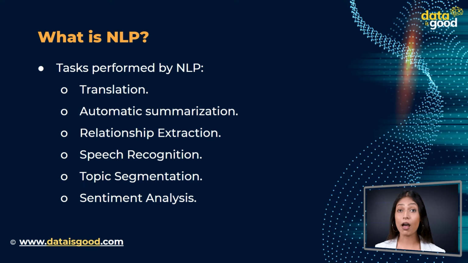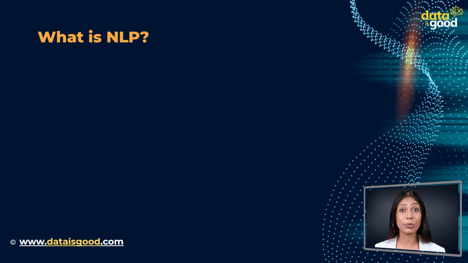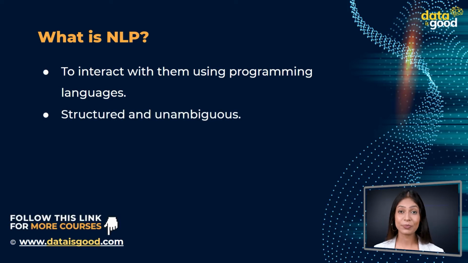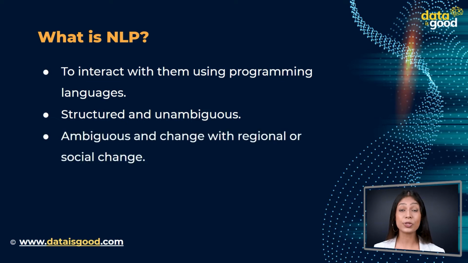NLP applications are hard or challenging as computers require humans to interact with them using programming languages like Java, Python, etc., which are structured and unambiguous. But human spoken languages, well, they are ambiguous and change with regional or social change. Hence, it becomes difficult to train computers to understand natural languages. We will not delve deeper into NLP right now. We will just look at the basic steps, applications, and importance of NLP.